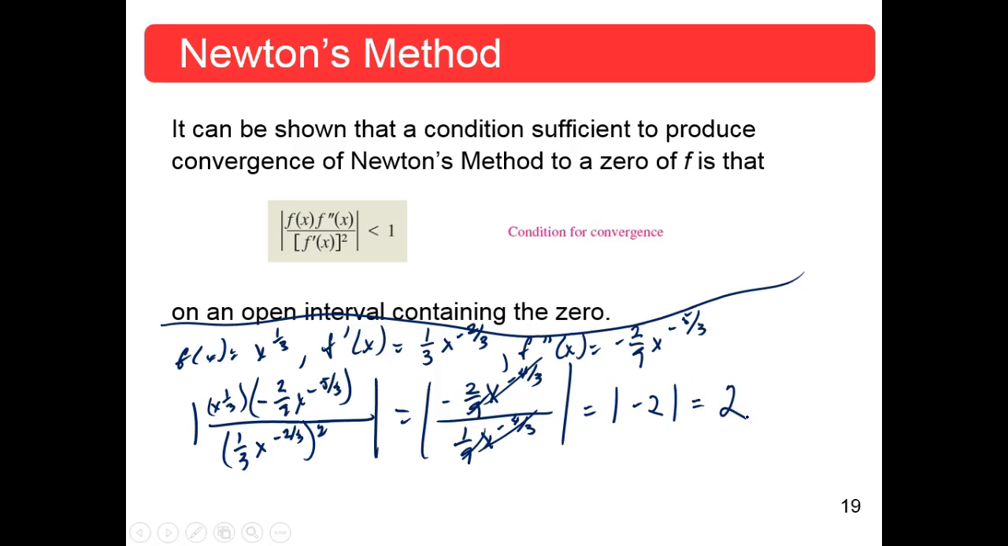Guess what? At absolutely no value for x will that ever be less than 1. Okay? 2 is never going to be less than 1. So this one does not converge. It doesn't converge near 0. It doesn't converge anywhere. Anywhere at all. No value of x will make that converge. So don't even try. That's one Newton's method will not work on because of this rule right here.